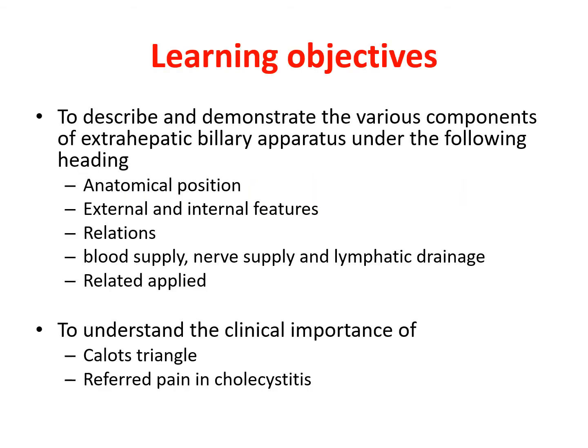The learning objectives for this topic are that the student should be able to describe and demonstrate the various components of the extrahepatic biliary apparatus under the following headings: the anatomical position, external and internal features, relations, blood supply, nerve supply, lymphatic drainage, and the related applied anatomy. Specifically, they should be able to understand the clinical importance of Calot's triangle and the referred pain in cholecystitis, which is the inflammation of the gallbladder.